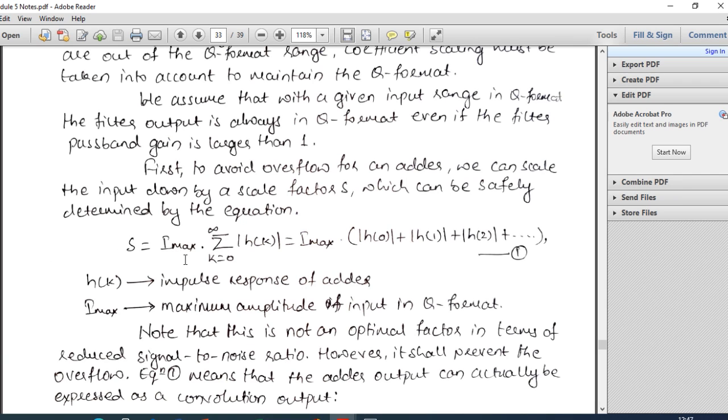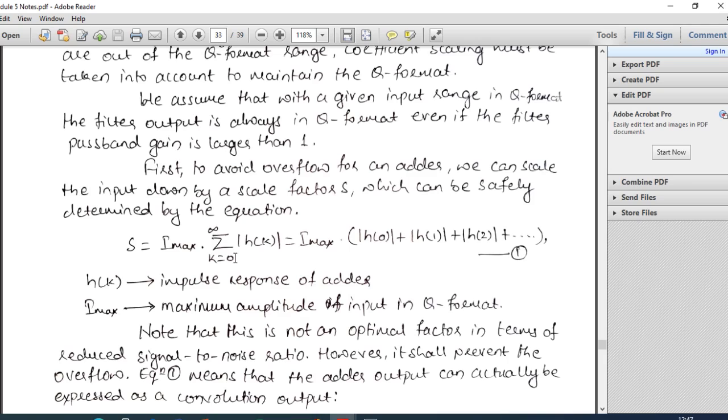S equals I max times the summation of k equals 0 to infinity of the magnitude of h of k. So this is a standard formula which is used just to find the scaling factor once the input data and the coefficients are greater than 1.